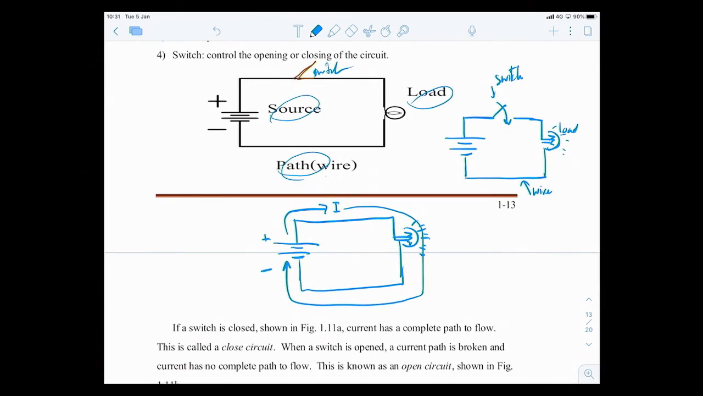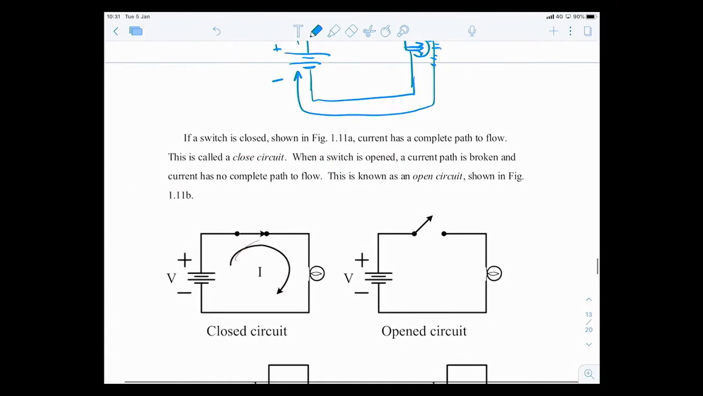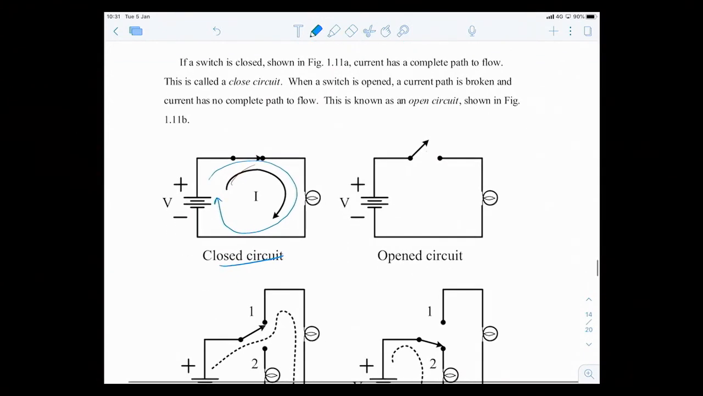When the switch is closed, we call it a closed circuit. And when it's open like this, when the switch is open, there's no complete path, so therefore current cannot flow through. It's broken, the path is broken. It's called an open circuit. So this is a closed circuit, a complete path for the current to flow, and this is an open circuit. The circuit is opened.